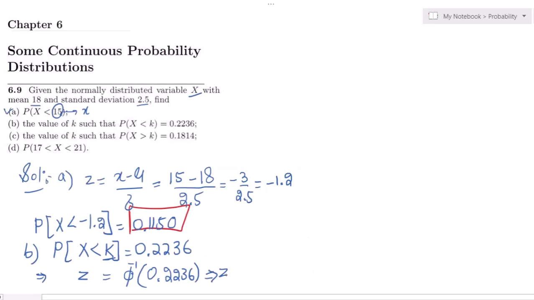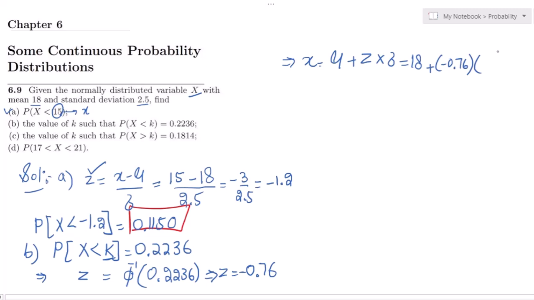So the value of z for it is 0.76, but it is negative. Let me check that. Yes, this is minus 0.76. So the value of z is known. Now in order to find the value of x from it, we know this formula. If you want to find the value of x from z, it would be mu plus z multiplied by sigma. Let me put in these values. Mu is 18, plus z, which is minus 0.76, and the value of sigma is 2.5.